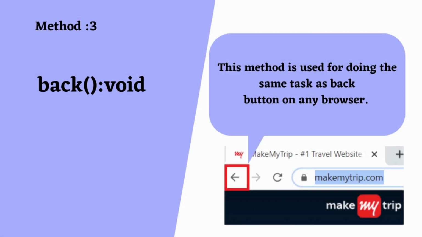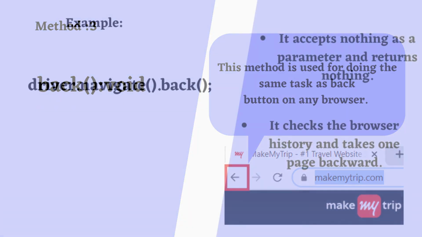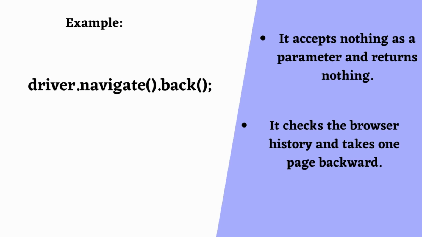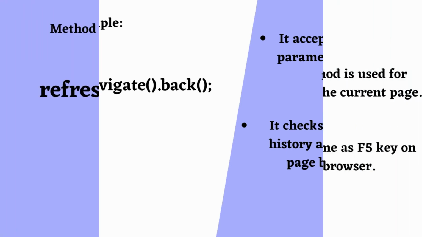Now comes the backward method. This method is used for doing the same task as the back button on any browser. It accepts nothing as a parameter and returns nothing. The backward method works by checking the browser history and takes one page backward.